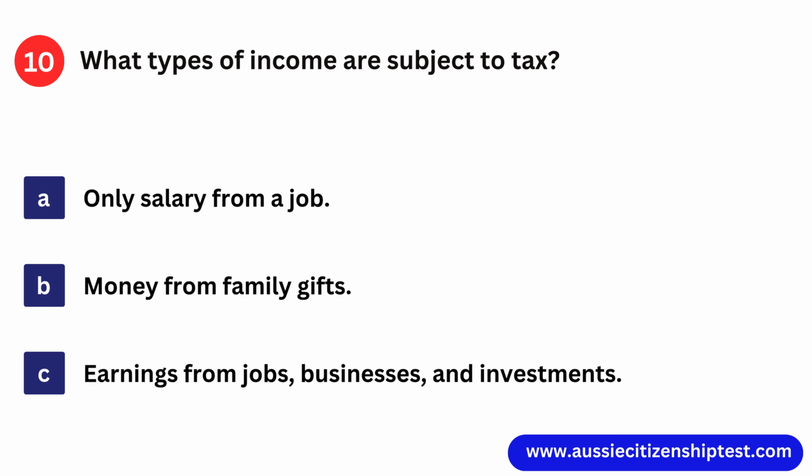What types of income are subject to tax? Option A. Only salary from a job. Option B. Money from family gifts. Option C. Earnings from jobs, businesses, and investments.